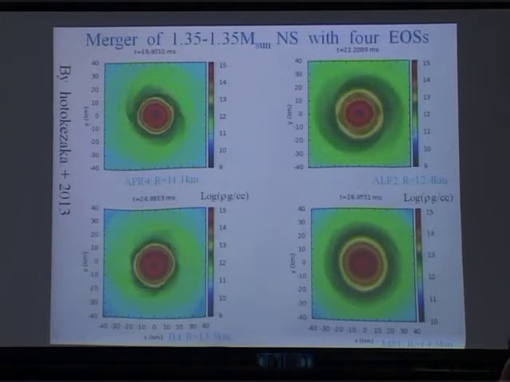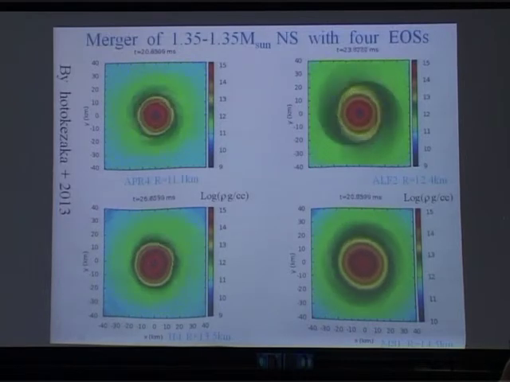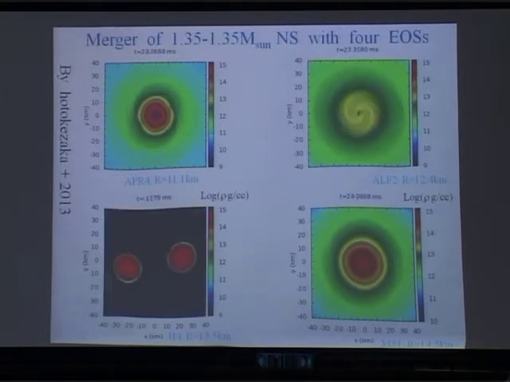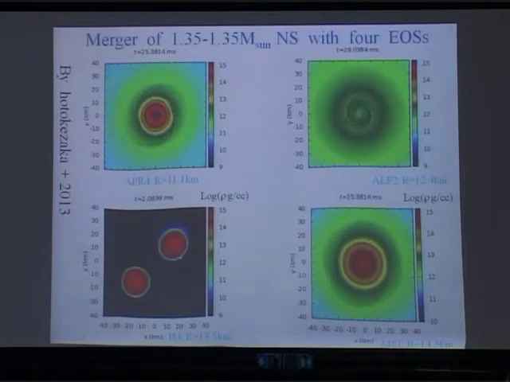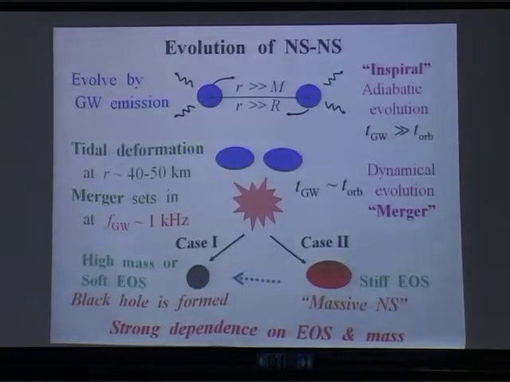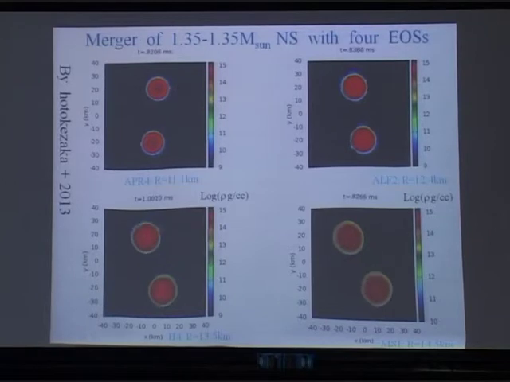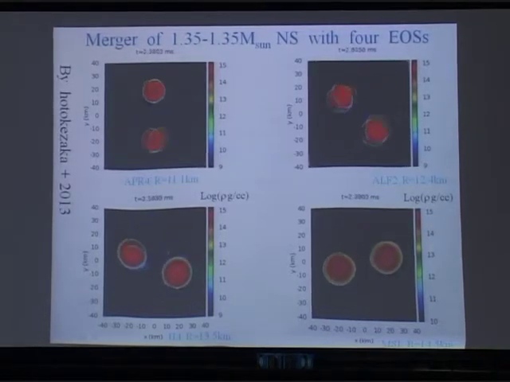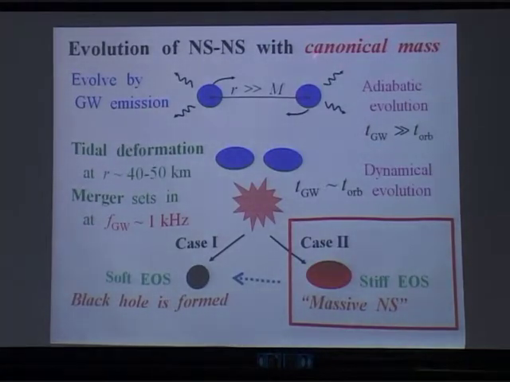But if you take the initial neutron stars of, say, 1.5 solar masses, then in this case all of them collapse to a black hole soon. So the total mass is a very important parameter. But a 1.5 solar mass neutron star has not been detected in a binary system. The typical mass of a binary neutron star is in a very small range. The typical mass is 1.35. With such a mass, the typical outcome after the merger is a massive neutron star. So for the canonical mass, the total mass is 2.7 solar mass. Case 2 is this.